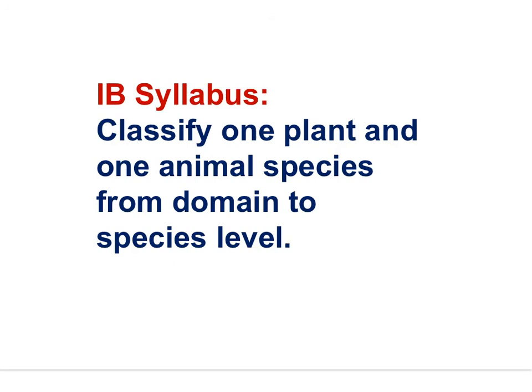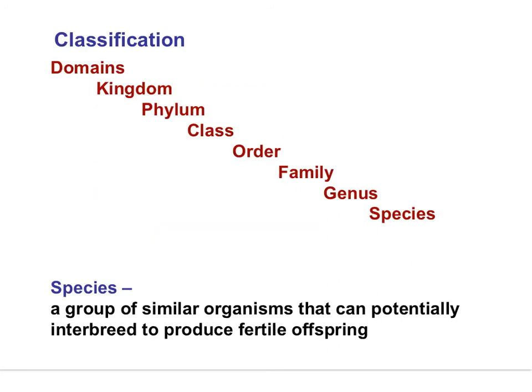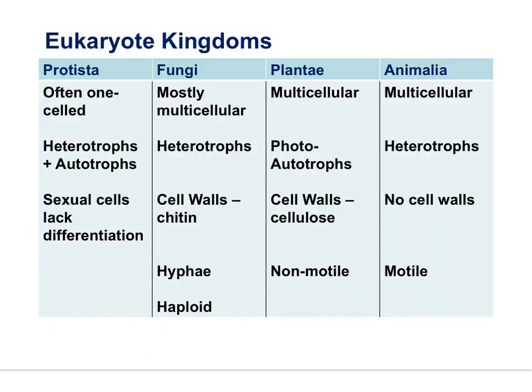Our last IB syllabus statement of the movie is: classify one plant and one animal species from domain to species level. Remember: domain, kingdom, phylum, class, order, family, genus, species. Doubtful King Philip came over from Great Spain. Before looking at the specific classification scheme of a single species or two, let's look at the characteristics of the four kingdoms within the Eukarya domain.